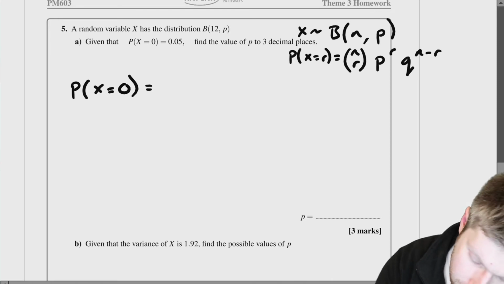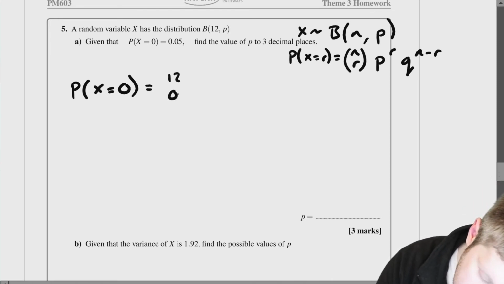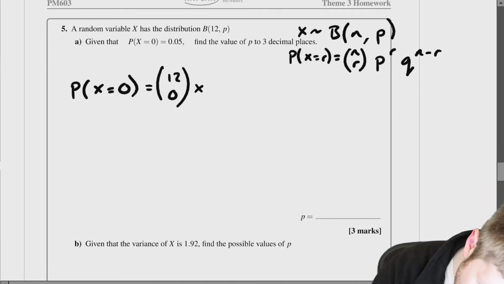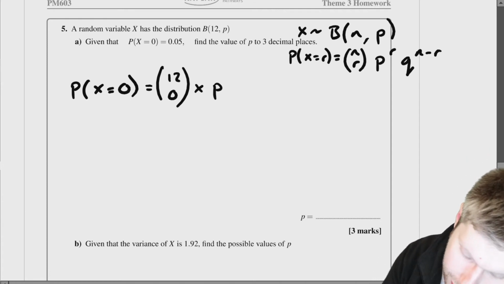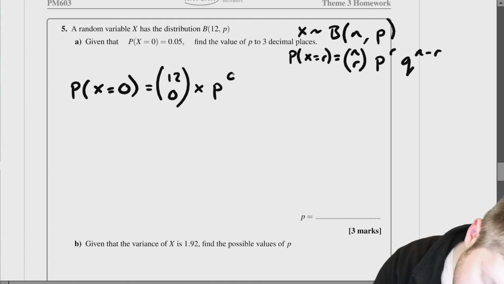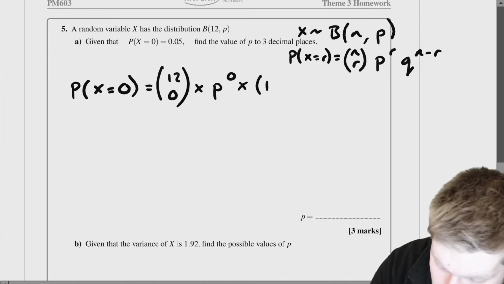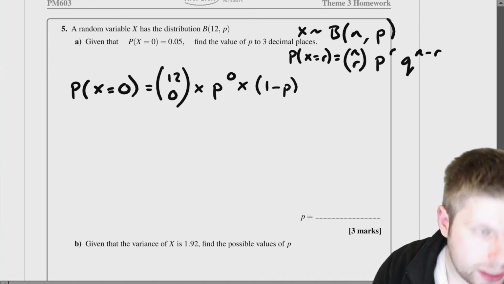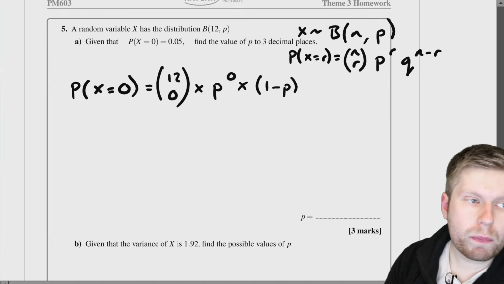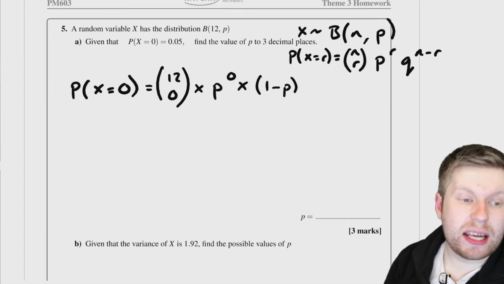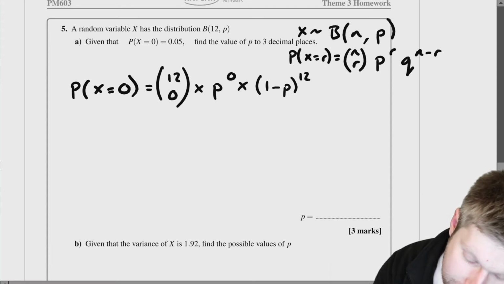So okay, number of trials is 12, number of successes is 0, so 12 choose 0. Probability of success we don't know, so I'm going to leave that as p. Number of successes is 0. Then the number of failures: I'm going to write it as 1 minus p, as the probability of failure rather than q. And then the power is going to be 12, because there are 12 failures, 12 minus 0.